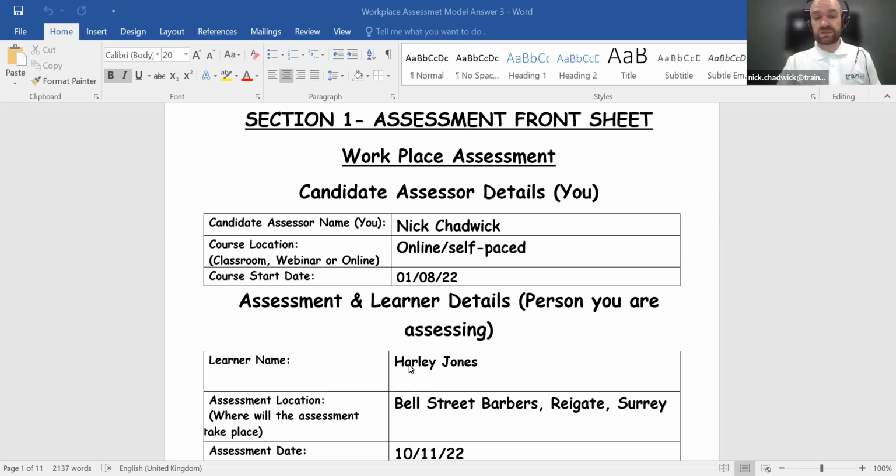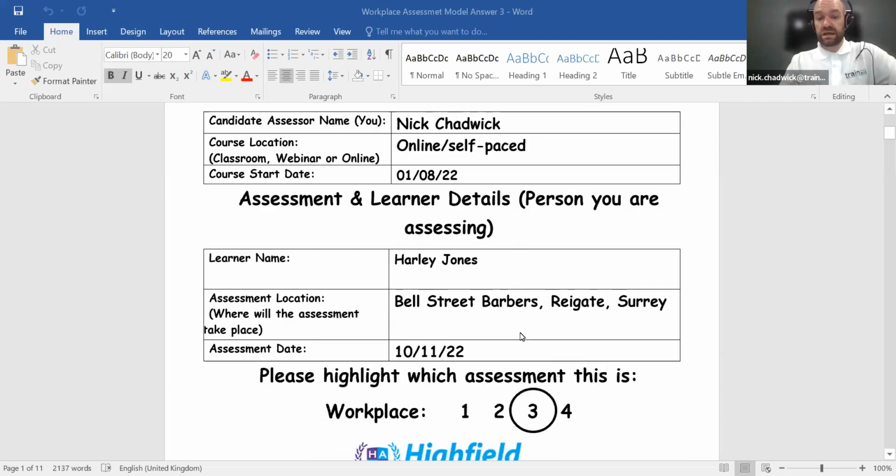Below, we have the assessment and learner details. This is the person you are assessing. For my example, I am focusing on observing a barber. This is the learner's name, Harley Jones. We also have the assessment location, Bell Street Barbers, based in Reigate, Surrey, and also the assessment date. This is obviously when the assessment will be held. So this is the date there. I've also circled workplace number 3, so it's nice and clear for our marking team to understand which assessment this is for.